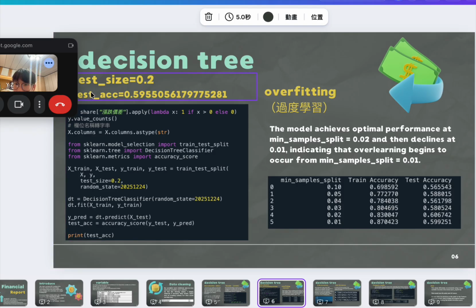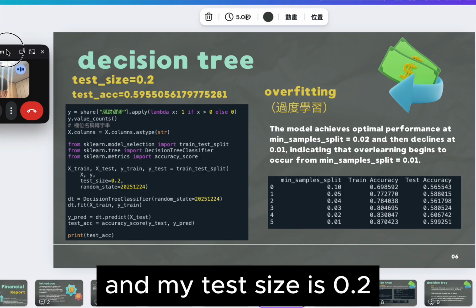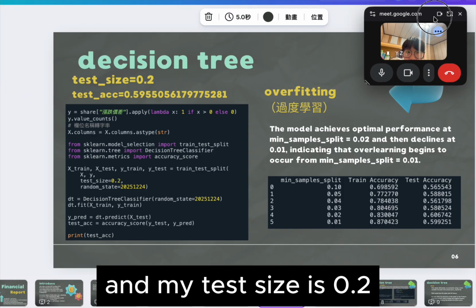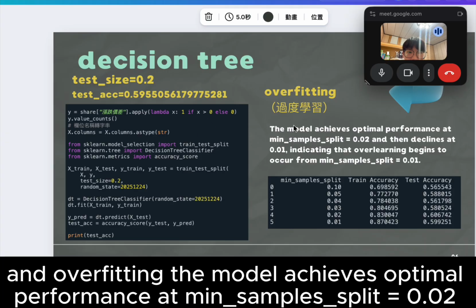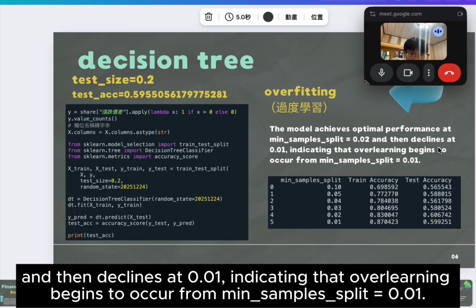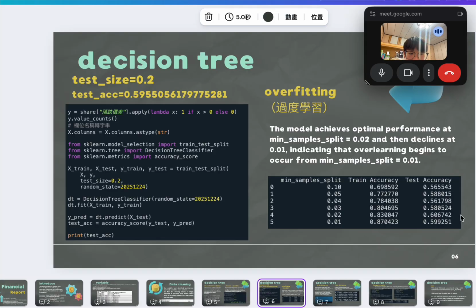My test size is 0.2, and my test score is 0.595505. And overfitting, this model, the accuracy between train and test is 0.02, and the other is 0.01. It means that over-learning begins to appear.